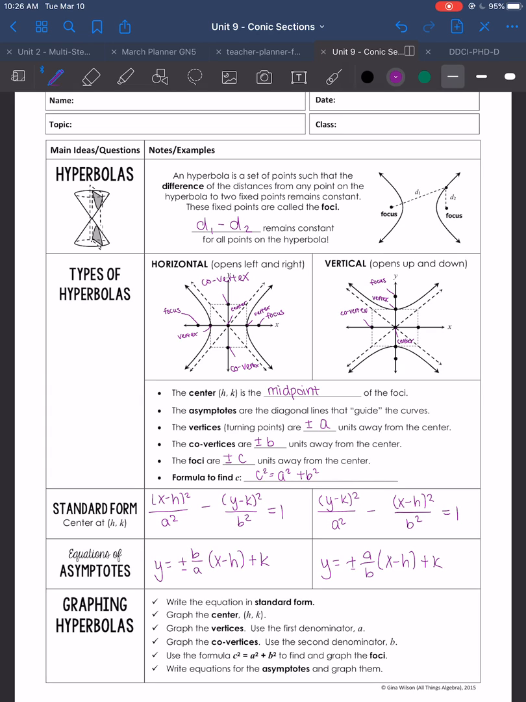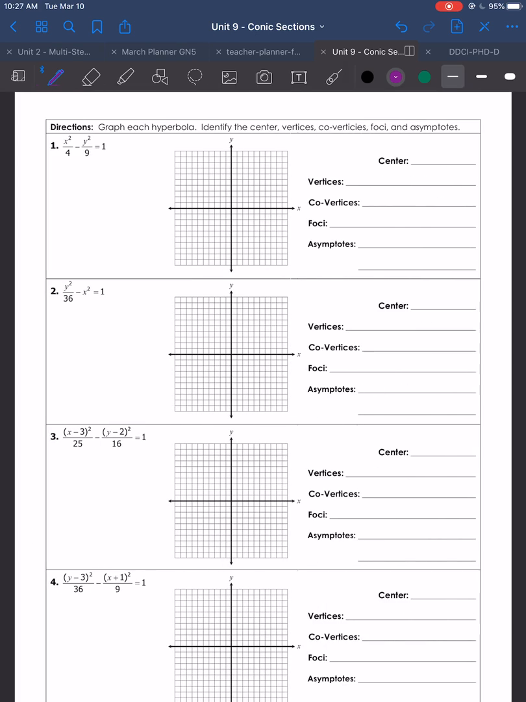So when we're graphing hyperbolas, you're going to write the equation in standard form, and then graph the center, graph the vertices using your first denominator. In hyperbolas versus ellipses, your first denominator is always a, and then the second denominator is always b. And then we will find the foci using c squared equals a squared plus b squared. And then we're going to write equations and graph the asymptotes. So we're not going to do them all. We're just going to do some. We'll do number 1.